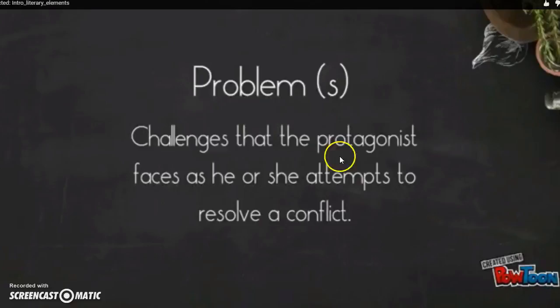Notice that the protagonist takes on the problems. We're going to study this a lot this year, the whole intricacies between conflicts and problems. But for now, go ahead and pause the video and make sure that you've written in the definition.